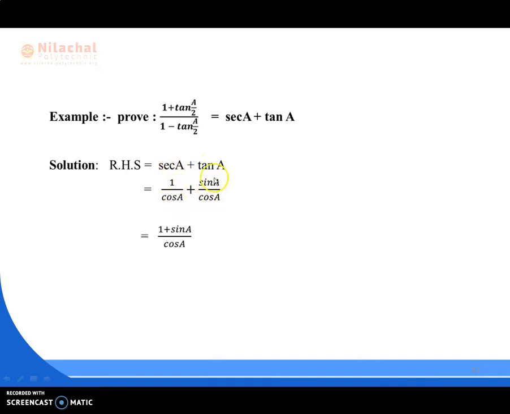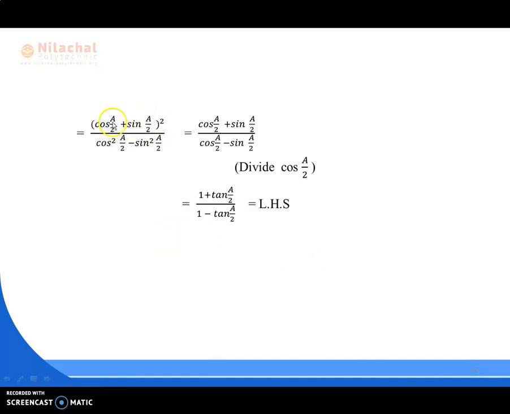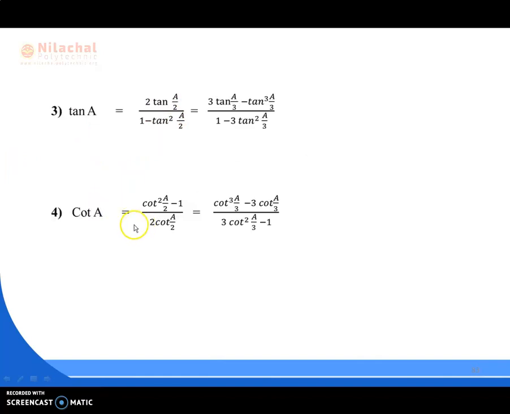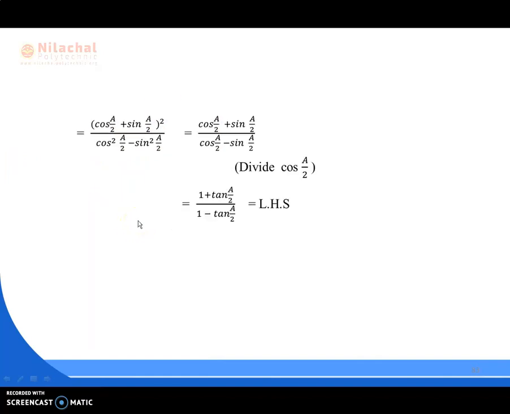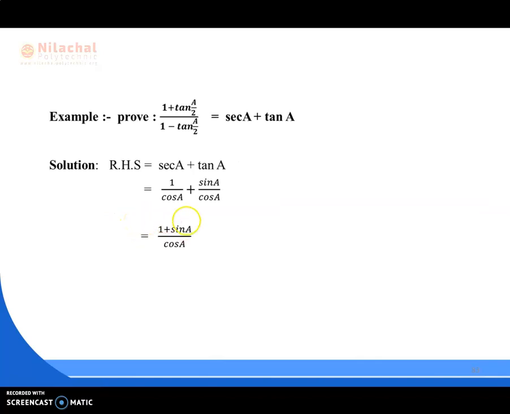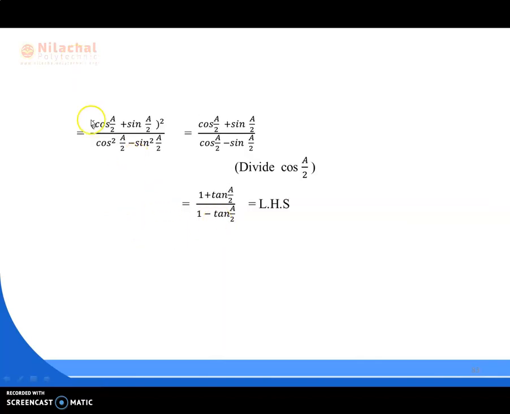Sec a means 1 by cos a, tan a means sin a by cos a. We just add these, what do we get now? 1 plus sin a by cos a. What is the formula? 1 plus sin a means what? Cos a by 2 plus sin a by 2 whole square. We know the previous formulas. In this way, by cos a. Cos a means what? Cos square a by 2 minus sin square a by 2, from the previous formula. We just put that down.